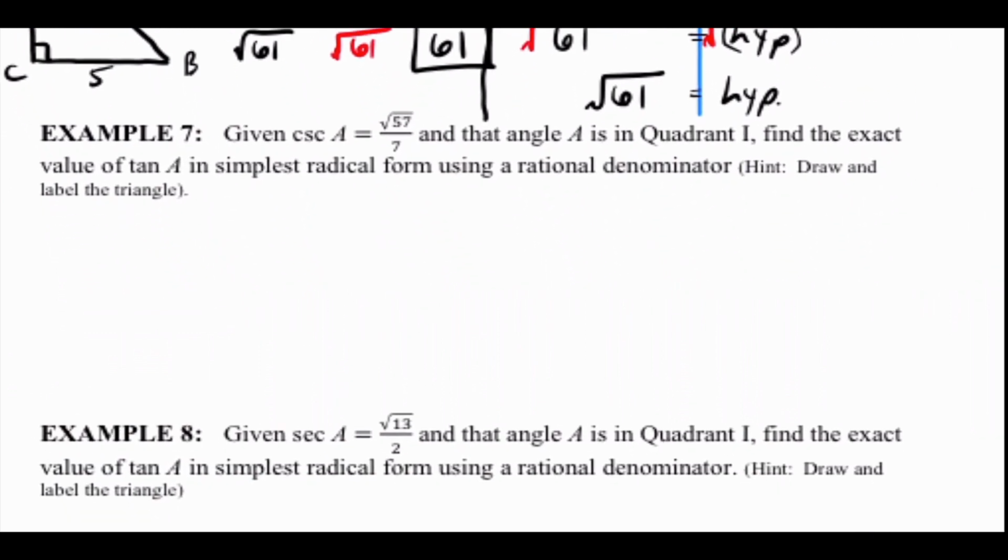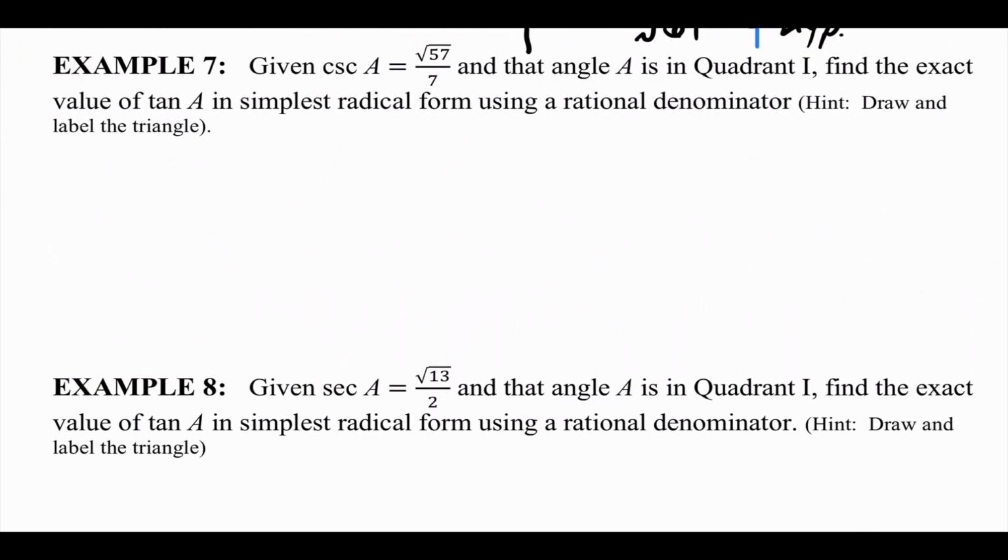All right. So let's look at number 7 now. There's a triangle that if you find cosecant of angle A, that's going to be the square root of 57 divided by 7. Using that triangle, now find the ratio, the fraction for tangent of A for that same triangle.